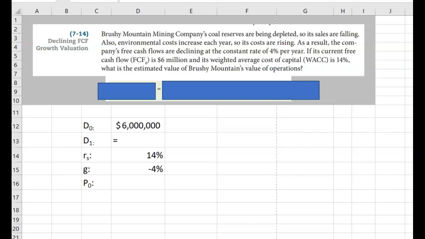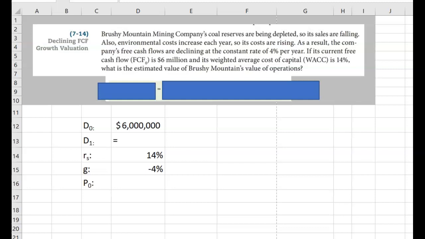Okay, let's take a look at this declining free cash flow growth valuation problem. I'll read the problem. It says, Brushy Mountain Mining Company's coal reserves are being depleted, so its sales are falling. Also, environmental costs increase each year, so its costs are rising. As a result, the company's free cash flows are declining at the constant rate of 4% per year.